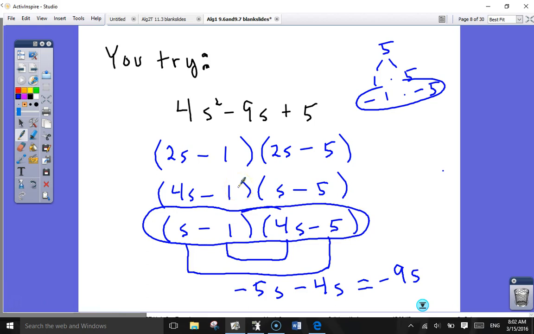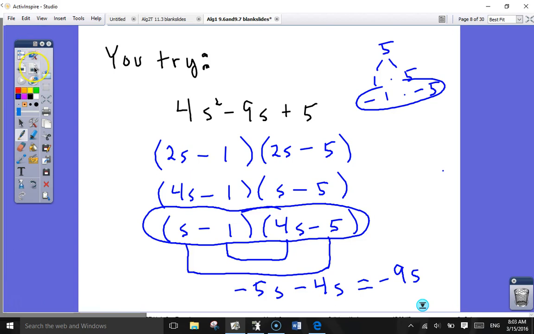So all you can really do is just guess using the factors that you know, and then FOIL, at least do the O and the I, see which one gives you the right middle term. Hopefully you set it up for the first and the last term. That was never going to be an issue. It was only going to be a matter of the middle term.